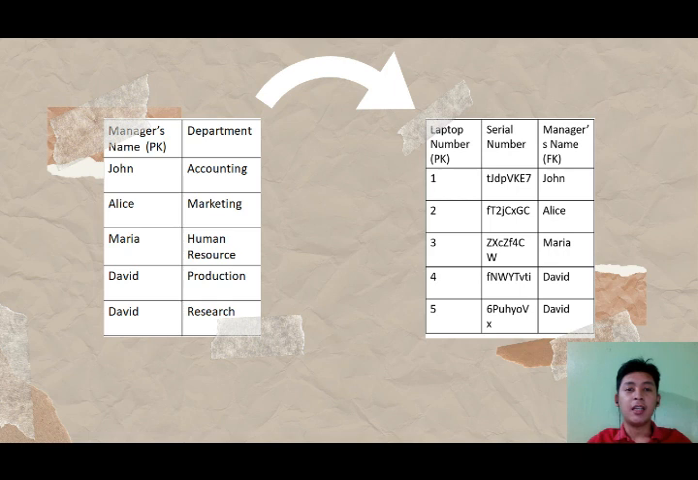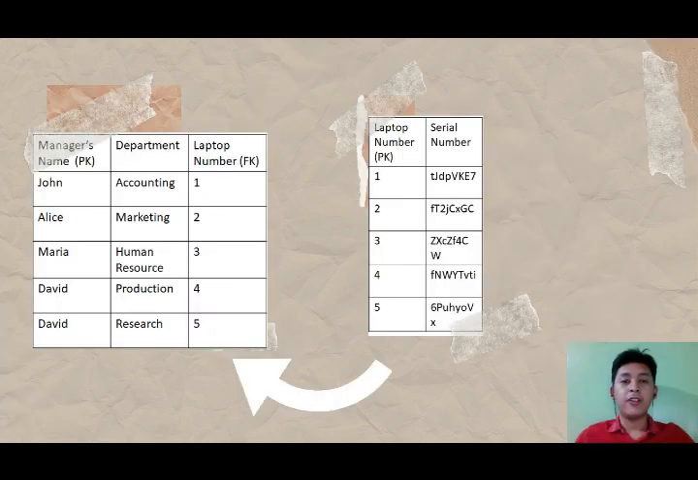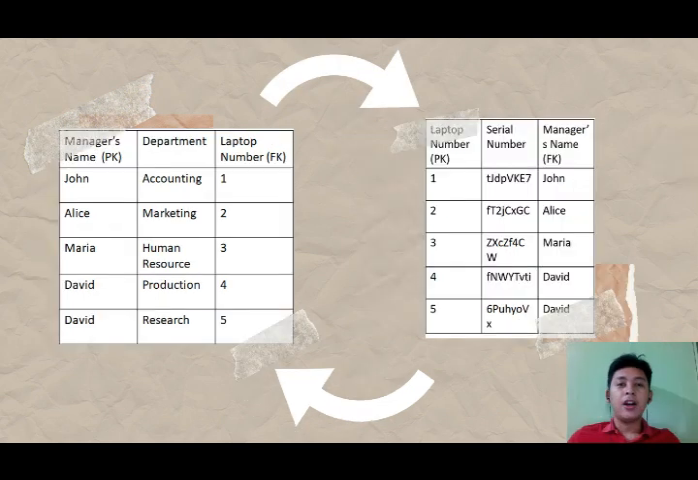This illustration represents a one-and-one association. We could see here that the primary key of the manager's table, which is the manager's name, is embedded to the other side. This scenario is the opposite of the previous illustration. We could see that the laptop number row, which is this, is used as the foreign key to the manager's table. The last scenario will be that both primary keys can be used as foreign keys at the same time. All of these methods can be used when we link tables with a one-and-one association.